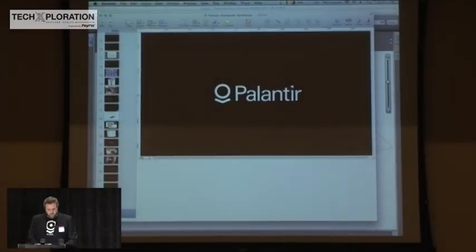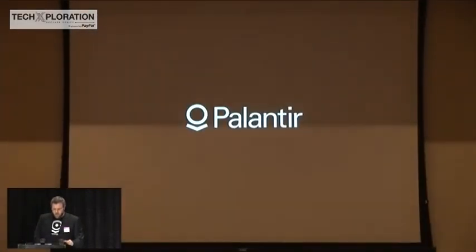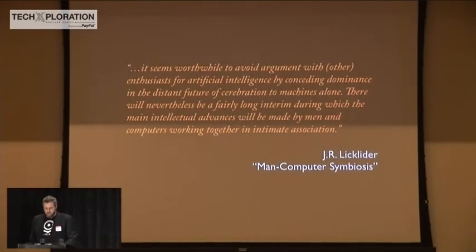So there was one quote I wanted to leave you with that ties it all back together, and this is from Licklider's paper. This goes back to the whole epic battle between intelligence augmentation and AI. "It seems worthwhile to avoid argument with other enthusiasts for artificial intelligence by conceding dominance in the distant future of cerebration to machines alone. There will nevertheless be a fairly long interim during which the main intellectual advances will be made by men and computers working together in intimate association." And that's where we are right now.